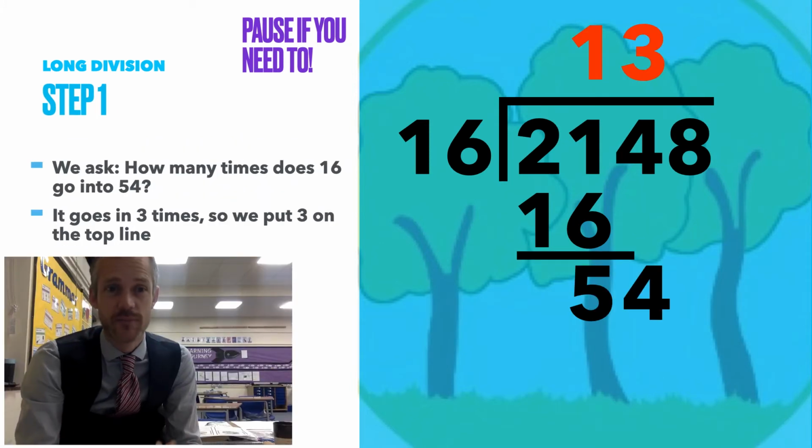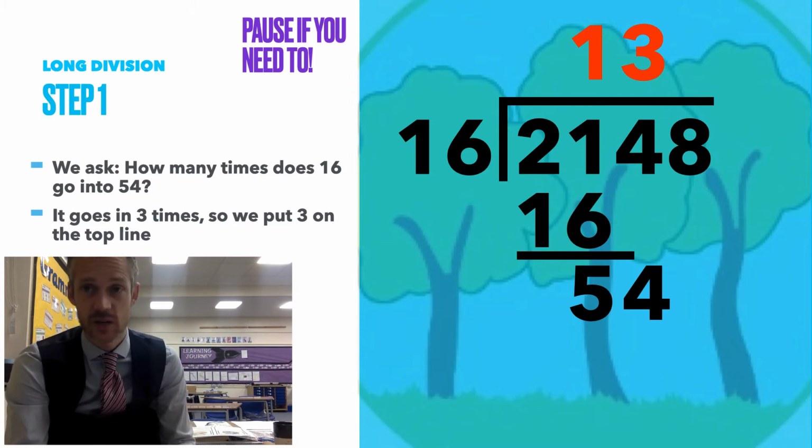So we're back to step 1. So repeat the step, this time apart from we're looking at different numbers. So how many times does 16 go into 54? So it goes in 3 times. So we have 16, 32, 48.